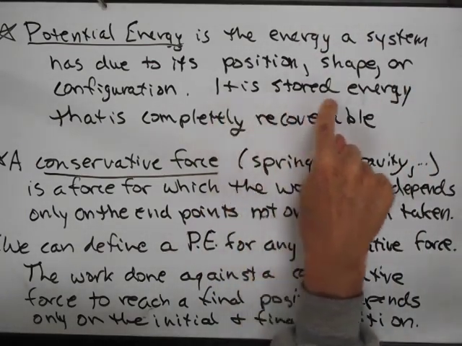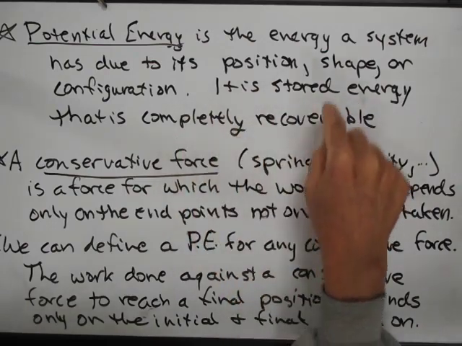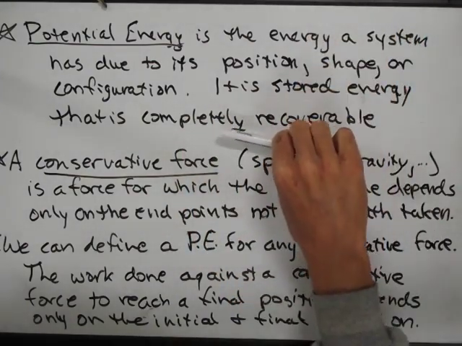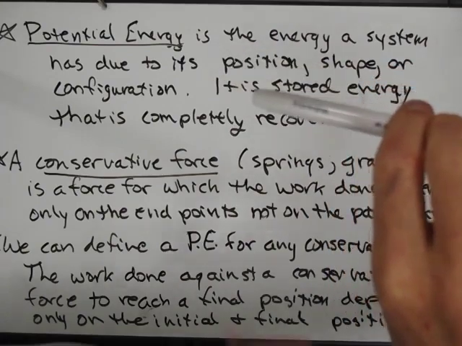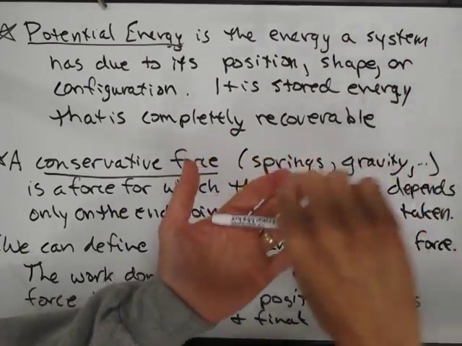Potential energy is stored energy that is completely recoverable, right? When I do work against gravity like this, I'm storing energy in the marker, and the energy is completely recoverable because I can just drop the marker and get all the energy back.